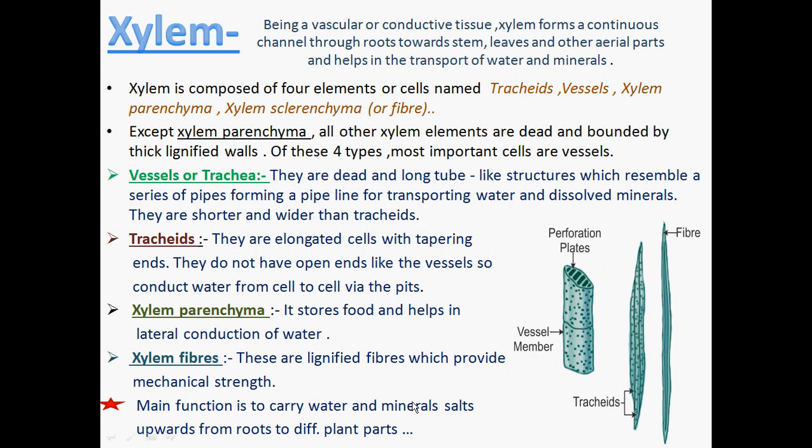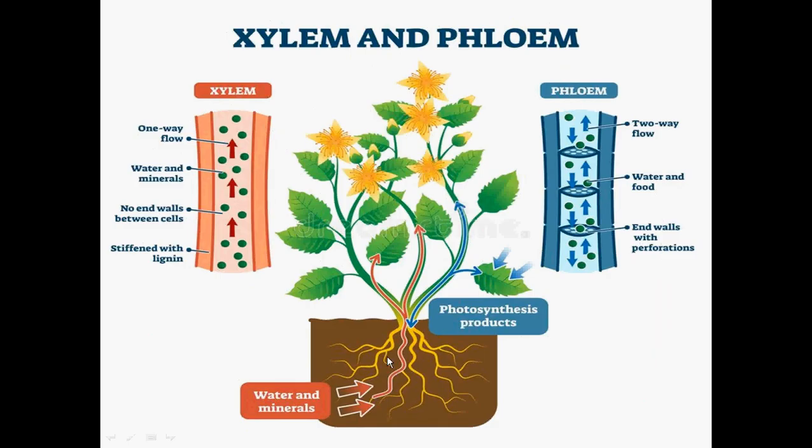So students, in this figure you can easily see how the water and minerals are conducted through different parts of the plant, and this is the stiffened wall of the cell of the xylem, stiffened with lignin and providing mechanical strength to the plant, and there are no end walls between the cells. Easily the water can be transported. We should understand this: when a cell has lignified walls, there is nothing present inside the cell, because the cell has become dead because of the presence of the lignin.